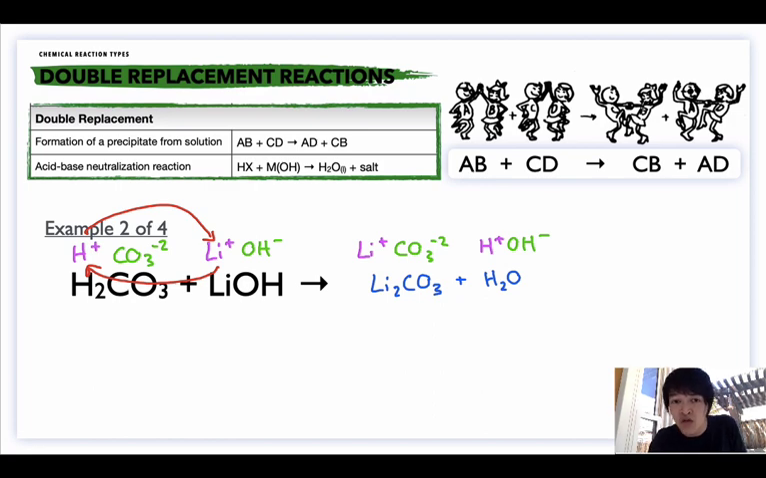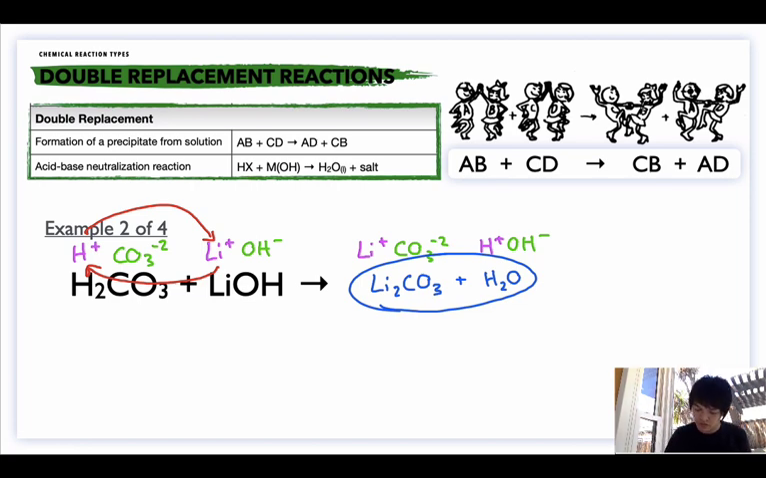Okay, so in an acid-base reaction, we're always going to form water as one of the products. The other product is considered a salt, and a salt is just an ionic compound. Okay, so these are the products of this reaction, and here are the names of them.